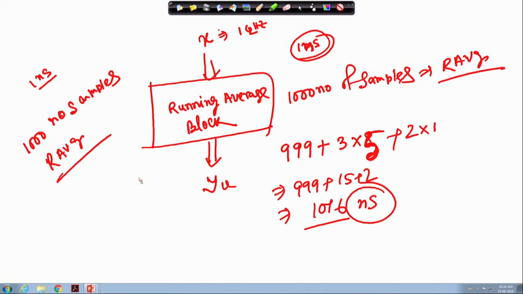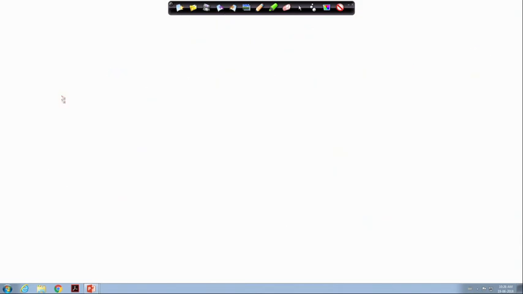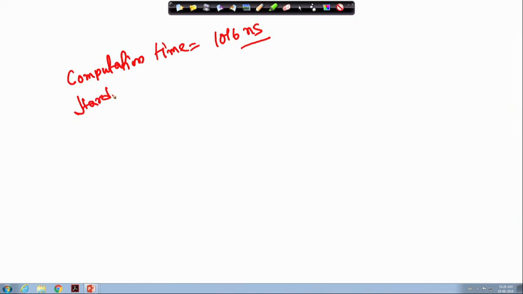Okay. So, this is the parallel implementation if I choose it. At that time this will give me this. Then again, if I consider it, what I am getting is a computation time of 1016 nanoseconds.